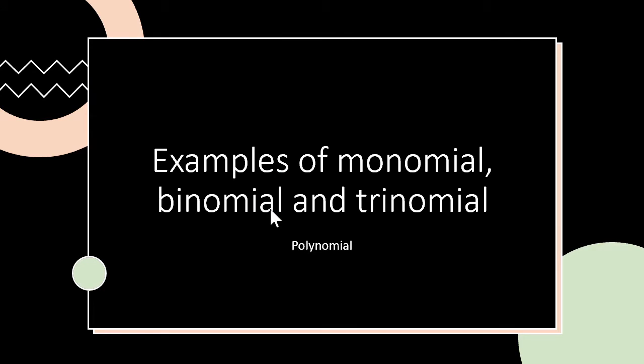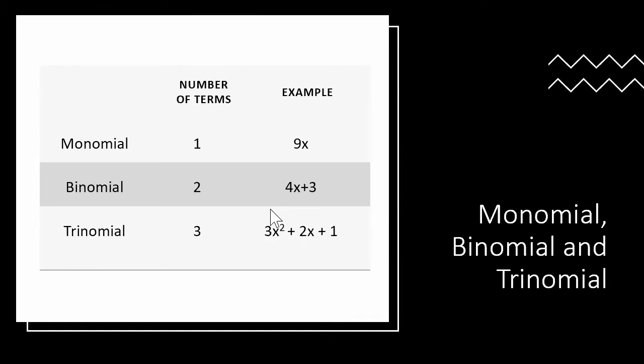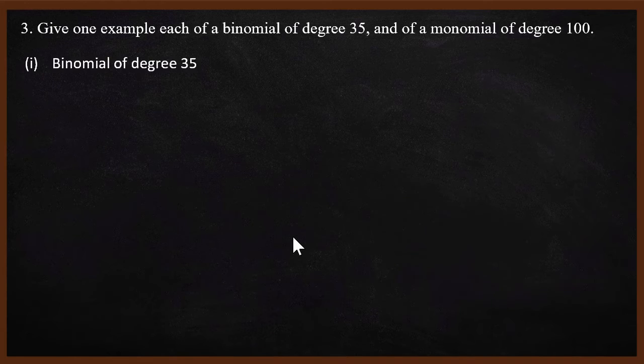Let's look at the third part, which is examples of monomial, binomial, and trinomial. But what are these? It's basically based on the number of terms. So monomial has one term, binomial has two, and trinomial has three. So you can see an example here. Let's look at the example.